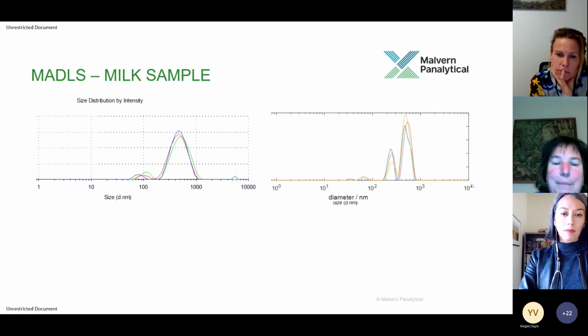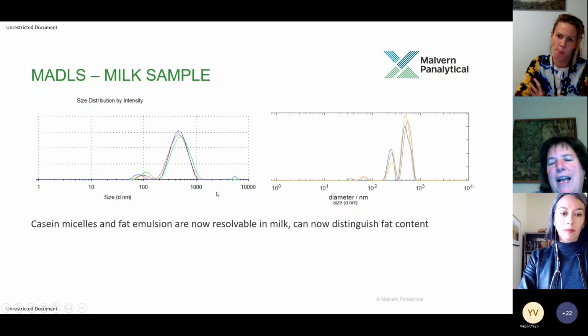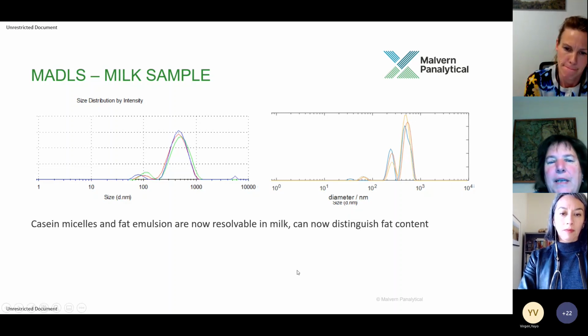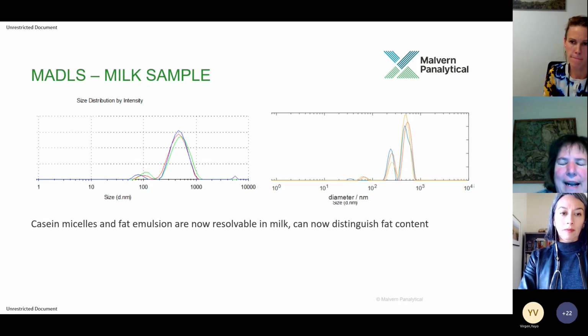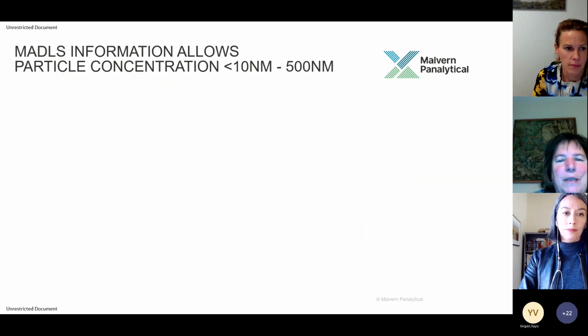So this is actually a milk sample that was done. Again, this is the Zetasizer Nano. The same cuvette was put in an advanced series instrument, and you can see that this distribution, the primary distribution around 500 nanometers, is actually made up of casein micelles and the fat emulsion, and you can resolve those 2 peaks in this data. So that's an example of MADLS, but I think I have additional examples as well.